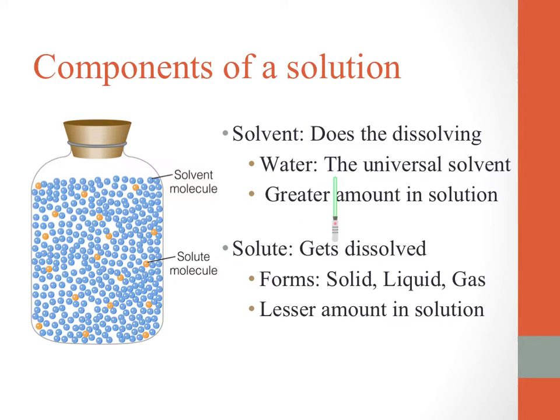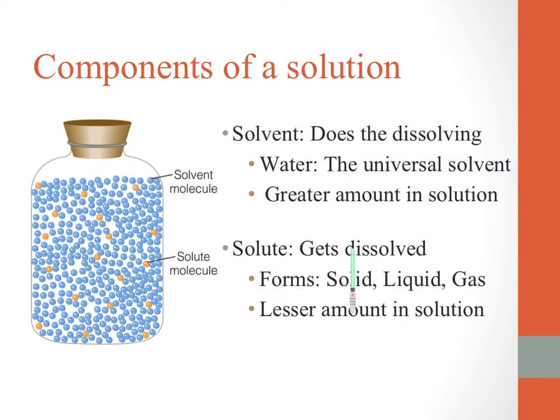Typically it's water. Water is known as the universal solvent because it can pretty much dissolve anything, at least in a little bit. We say some things don't dissolve in water, like oil doesn't dissolve in water, but what we don't tell you is that it dissolves just a little bit. The solvent is defined as the greater amount in a solution.